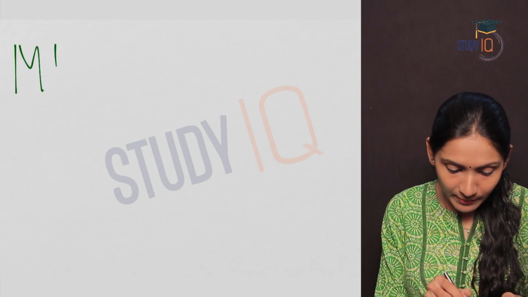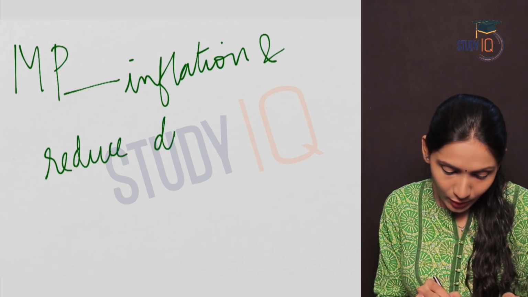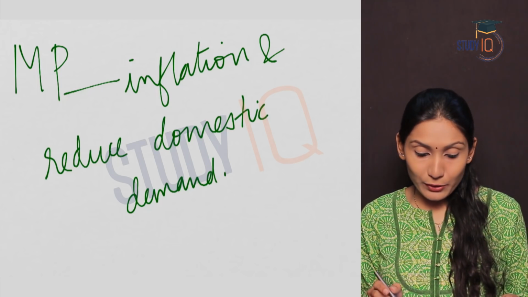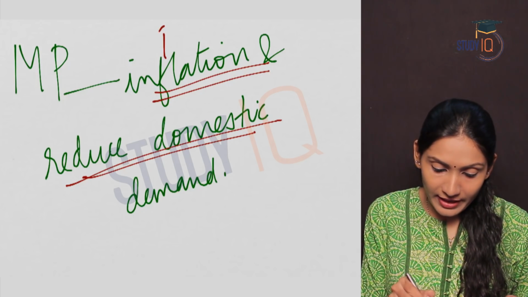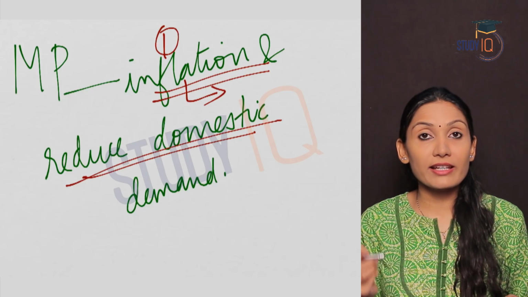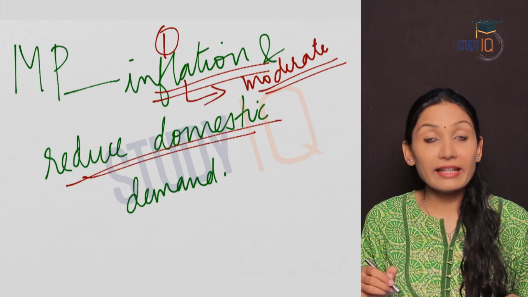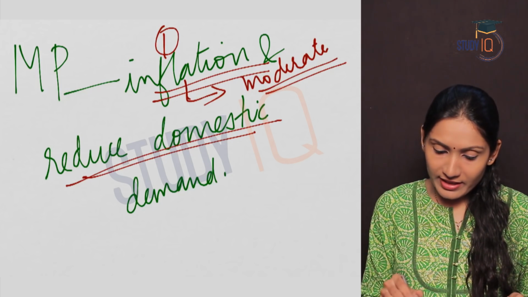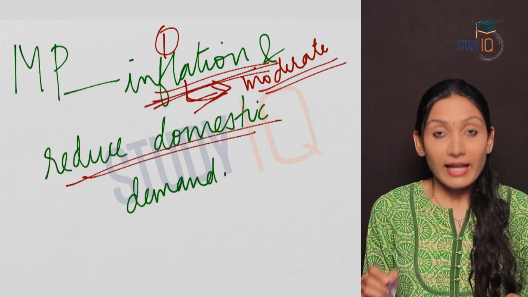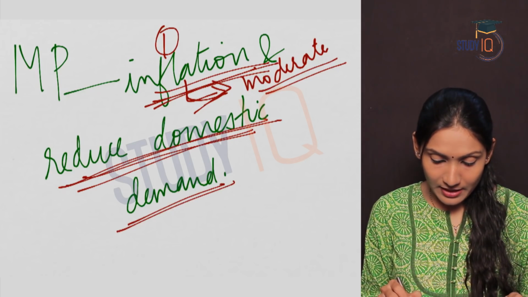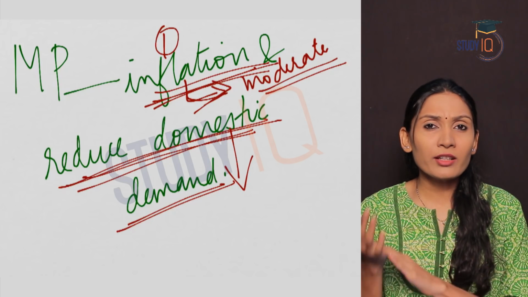Another solution is to implement monetary policies to tackle inflation and reduce the domestic demand. Here you must understand two things: reducing inflation and reducing domestic demand. First, inflation. We have already learned in the inflation module that a moderate level of inflation is necessary for growth and development of an economy. So inflation can be reduced but not below a certain level. So this must be taken care of. And second thing, reduce the domestic demand. Reducing the domestic demand can be a short-term measure but not in the long term.